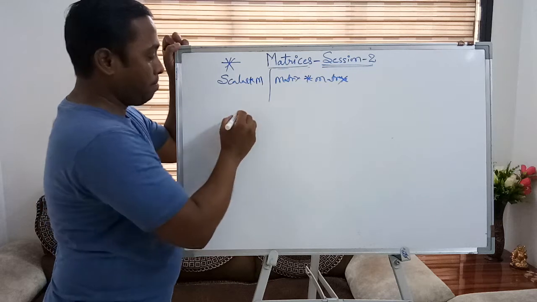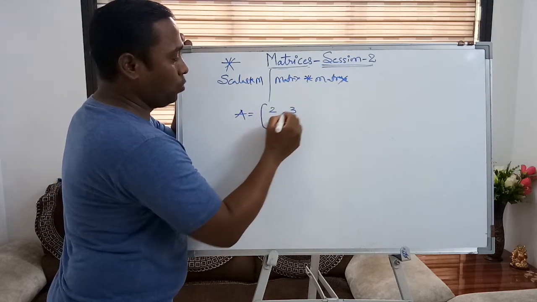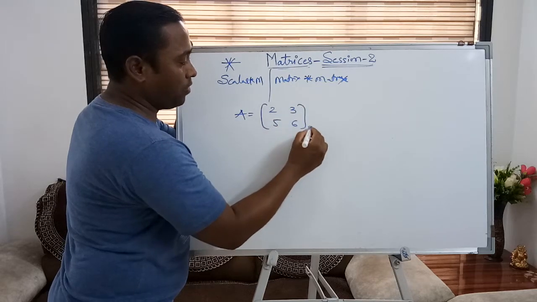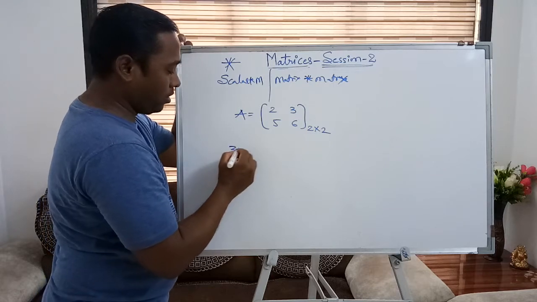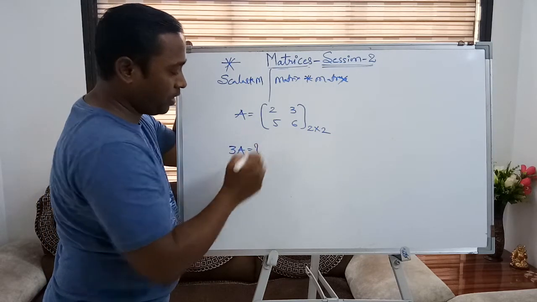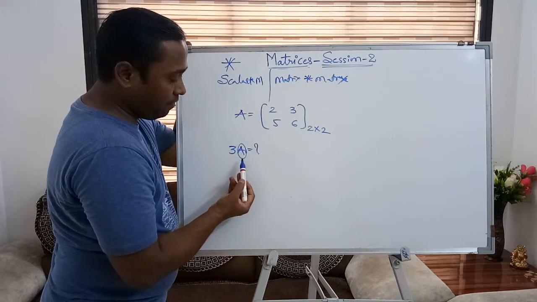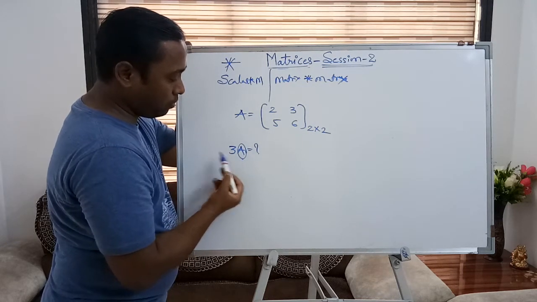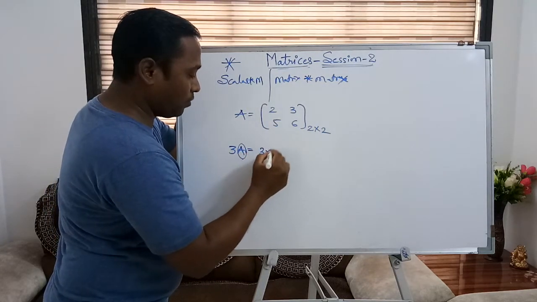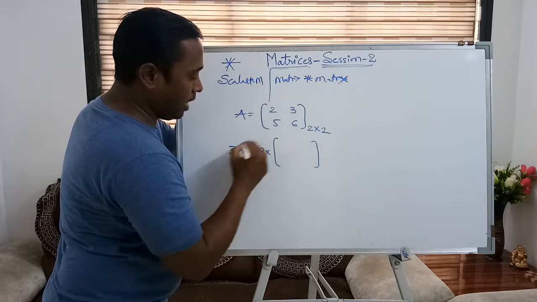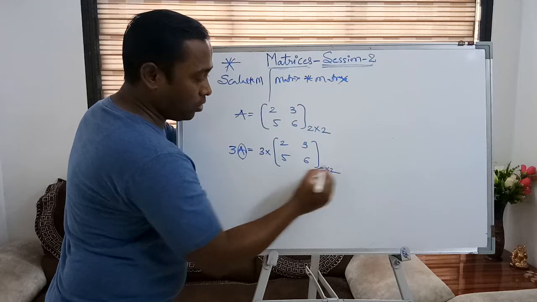What does it mean? If I say matrix A is given as 2, 3, 5, 6, the order of this matrix is 2 by 2, a square matrix. If I want to write the value of 3A, 3A means each and every entry of the matrix A is multiplied by 3. It means 3 times the A entries, keeping the order 2 by 2.